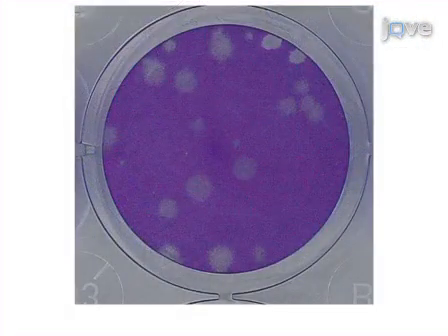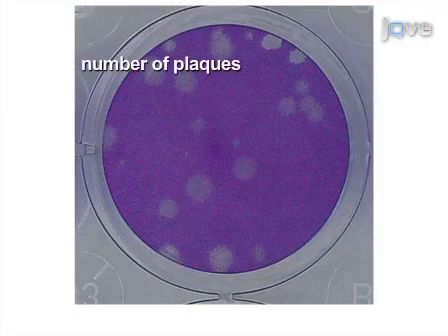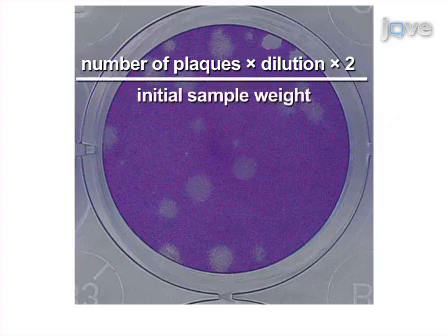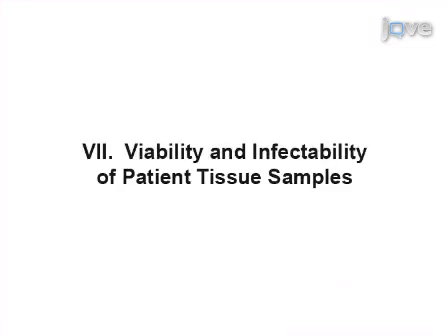Count the viral plaques at the dilution step where between 10 and 100 plaques are visible. Multiply the number of plaques counted by the dilution used and then multiply the resulting number by 2 to give a titer in plaque-forming units per milliliter. Further divide this number by the weight initially measured for the sample to report titers in plaque-forming units per gram.